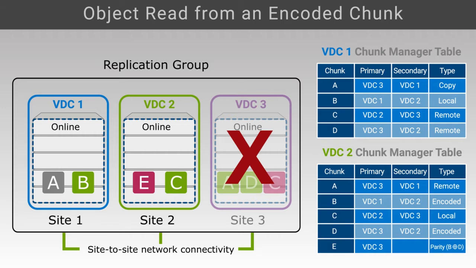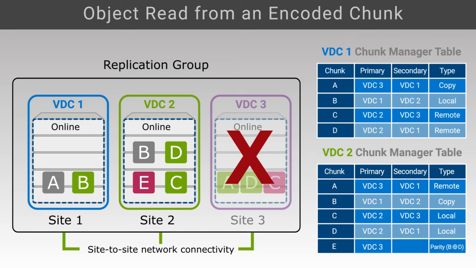Chunk B is recreated as a copy on VDC2 using the data from the primary VDC1. The chunk manager table on VDC2 is updated, marking chunk B as copy. Chunk D is recreated on VDC2 using the parity chunk E and chunk B. Chunk D is added to the replication queue for VDC1.